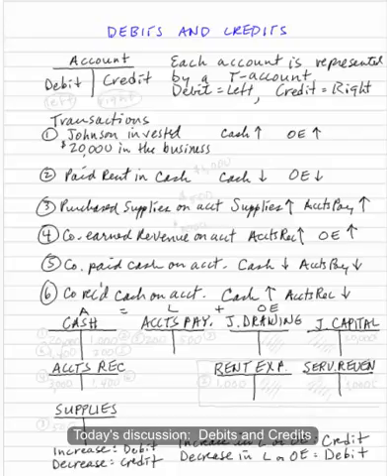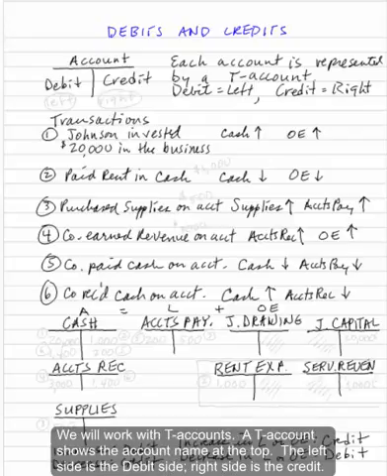Okay, we're moving from Chapter 1 to Chapter 2. And in Chapter 2, there's a tool that we use for analyzing transactions. It's called a T account. And here's a picture of a T account. It looks like the letter T.